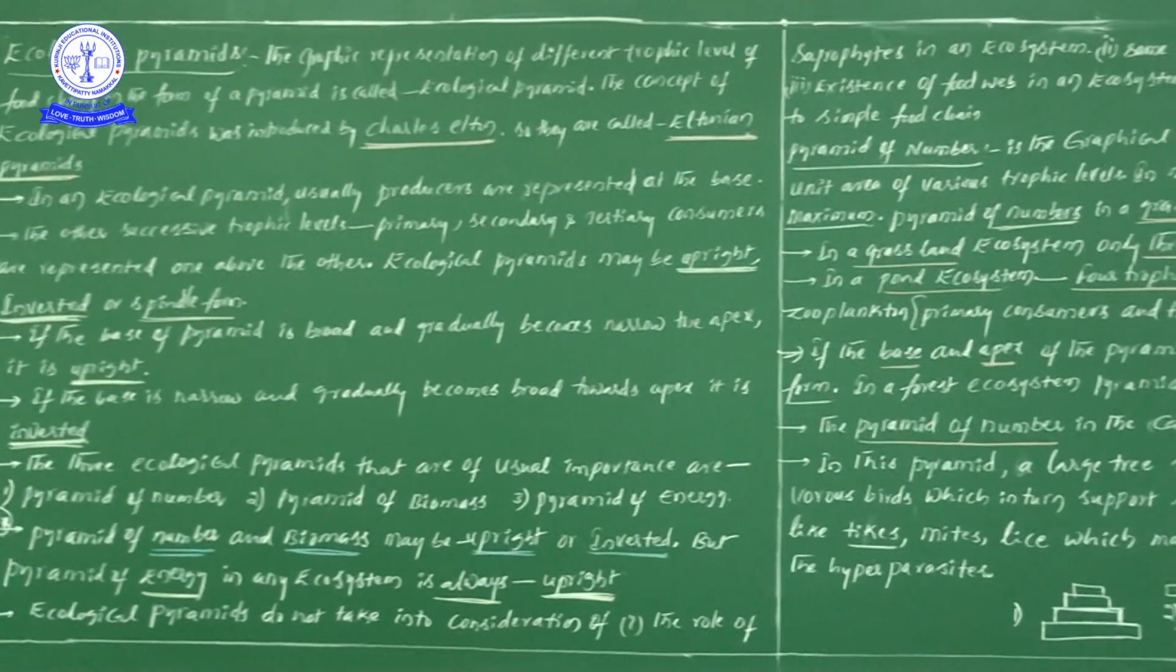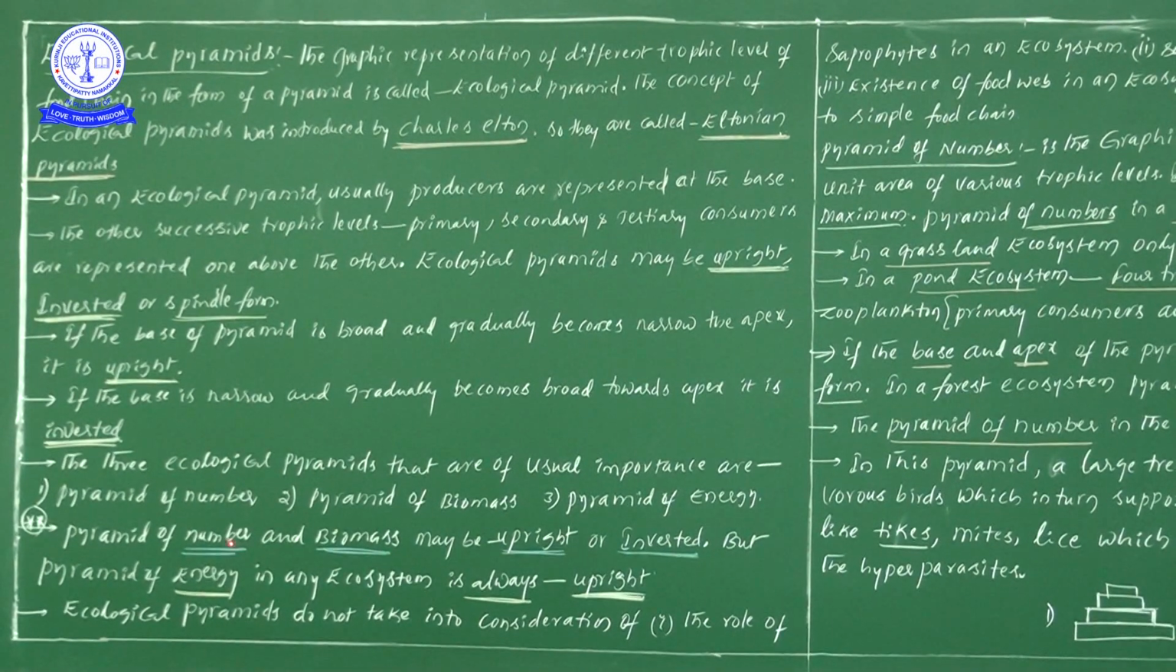There are three different types of pyramids. In the pyramid of number and the pyramid of biomass, there are chances for upright or inverted, but in the pyramid of energy only one type can be seen, that is always upright. There is no scope for an inverted pyramid of energy. Why? Because, from our knowledge in previous videos, energy always moves from the producers to the next trophic levels.